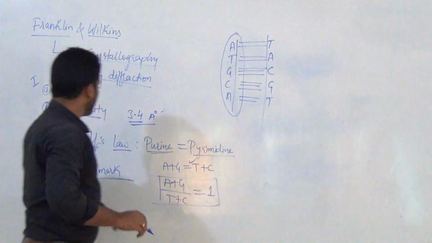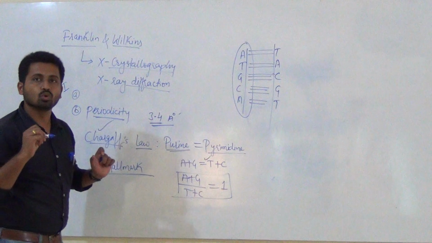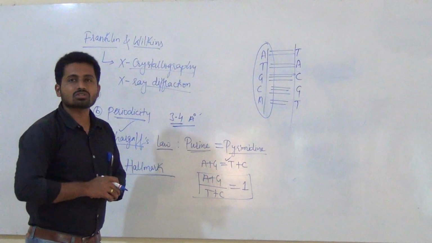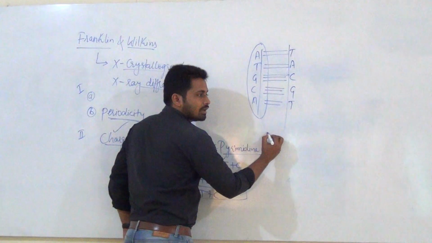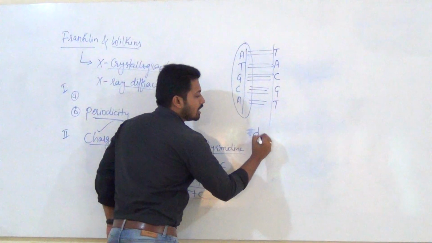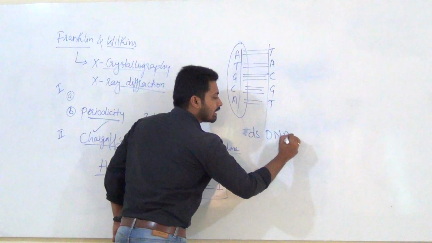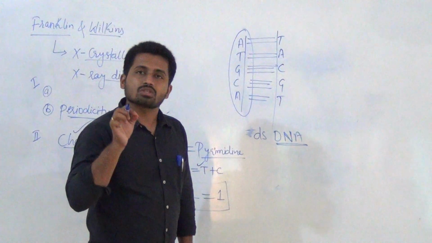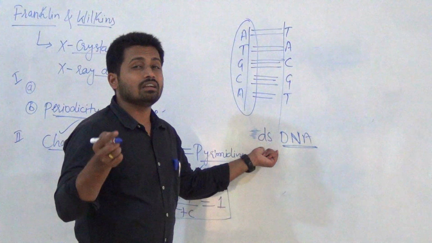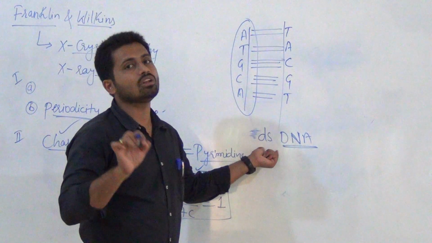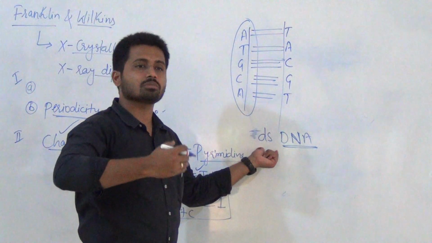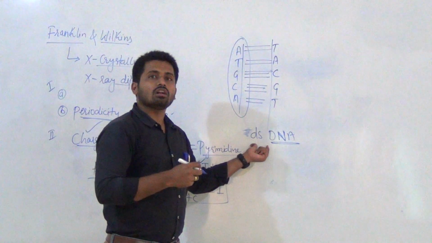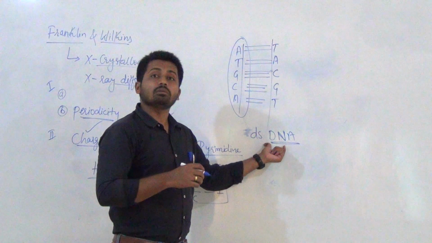That is by following only which rule? Chargaff's rule, or Chargaff's law of base equivalence. The limitation of this rule is that it is only applicable for double-stranded DNA. Very important from the exam point of view. Chargaff's law is only applicable for double-stranded DNA, because we said that purine is always equal to pyrimidine, that is, purines are paired with pyrimidines like that, and hence this law is limited to double-stranded type of DNA.